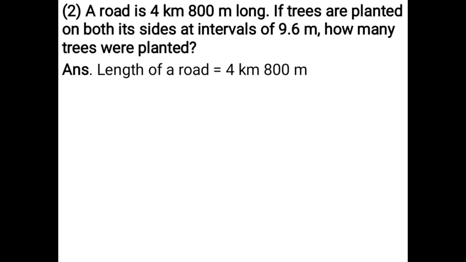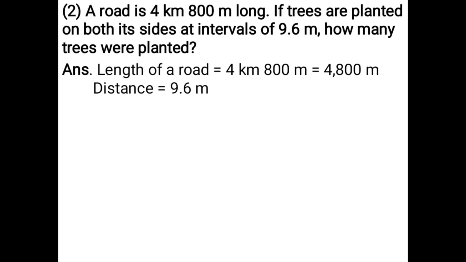If the numbers are given in kilometer and meter together, you have to convert only to meter. If you are converting only to meter, you have to write these numbers together, that is equal to 4800 meter. Distance is given 9.6 meter. You have to find trees planted on both the sides of the road.